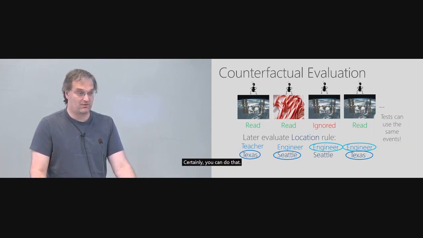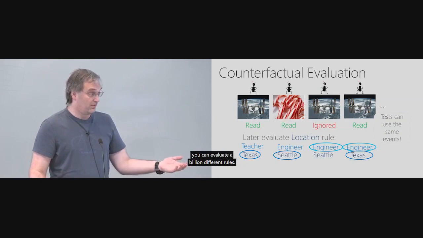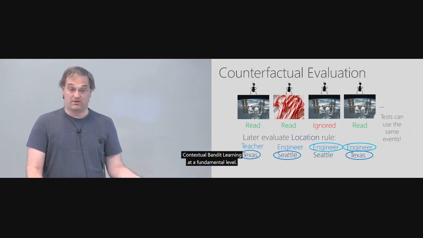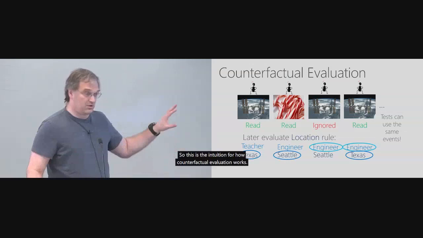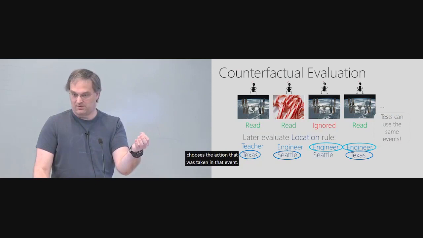You do have to worry about things like the variance of your estimators. It turns out that the relationship is exponential. So with the data for 21 A-B tests, you can evaluate a billion different rules. And this is what enables contextual bandit learning at a fundamental level. Okay, so this is the intuition for why counterfactual evaluation works. Every event is in some sense exploring every policy which chooses the action that was taken in that event.